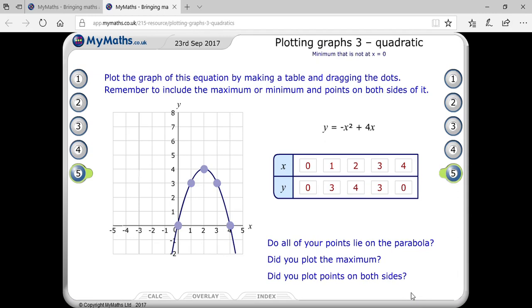Do all of your points lie on the parabola? Yes. Did you plot the maximum? Yes. Did you plot points on both sides? Yes. That's right. Do you understand that?